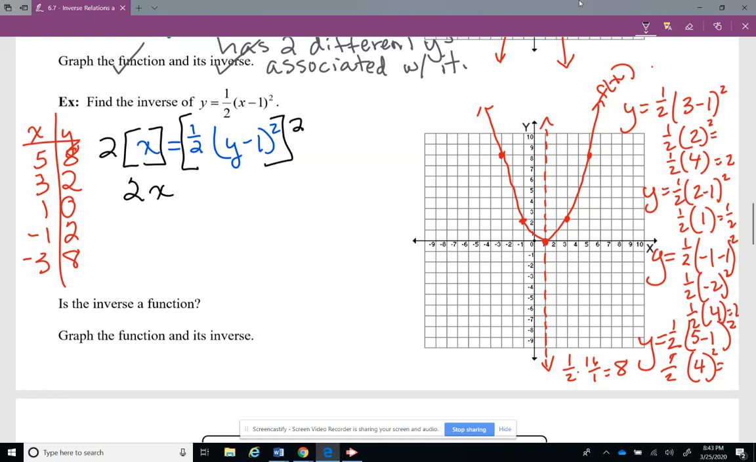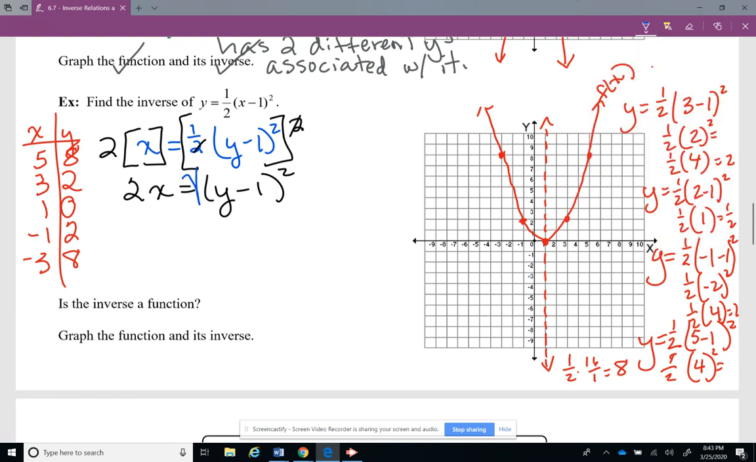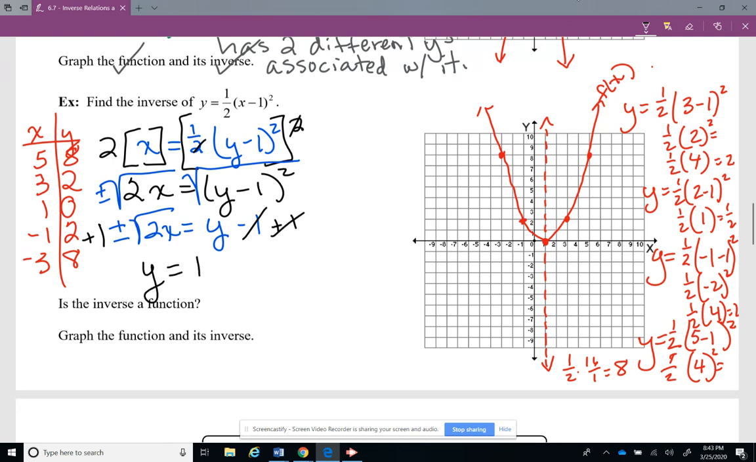All right, so that's going to be 2x equals, now these cancel, and I'm just left with (y minus 1) squared. All right, the opposite of squaring is doing the square root. So we're going to do the square root of this side and get y minus 1. We're going to do the square root of this side, plus or minus the square root of 2x. All right, now we still have to get y by itself, so we're going to add 1 to both sides. So I'm going to add a 1 to the left and to the right. These cancel out. So I have y equals 1, plus or minus the square root of 2x.